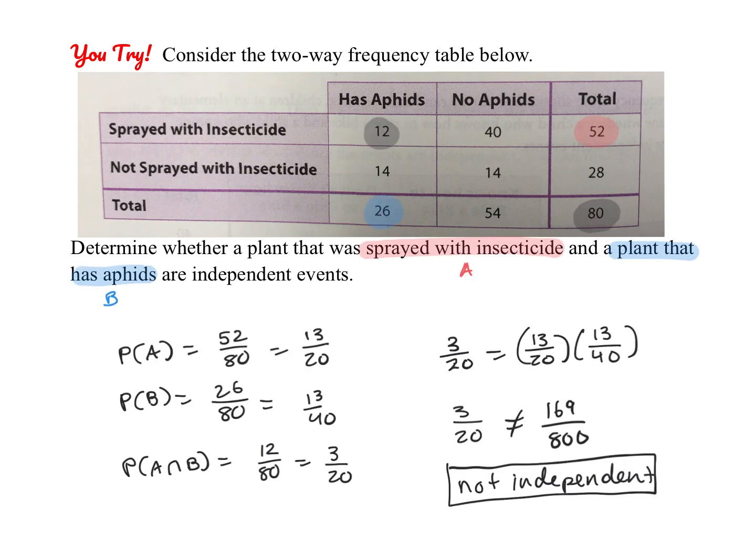All right, go ahead and check your work here. So I found the probability that a plant is sprayed with insecticide, 52 out of 80. The probability that a plant has aphids is 26 out of 80. And then the probability that it has both aphids and has been sprayed is 12 out of 80. So you can see that the product of the probabilities of A and B is not equal to the probability of the intersection. So that means that these two events are not independent.